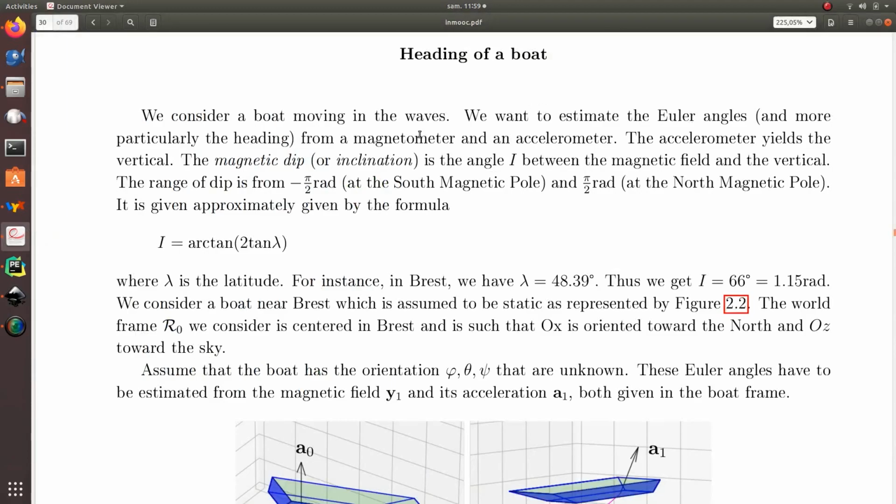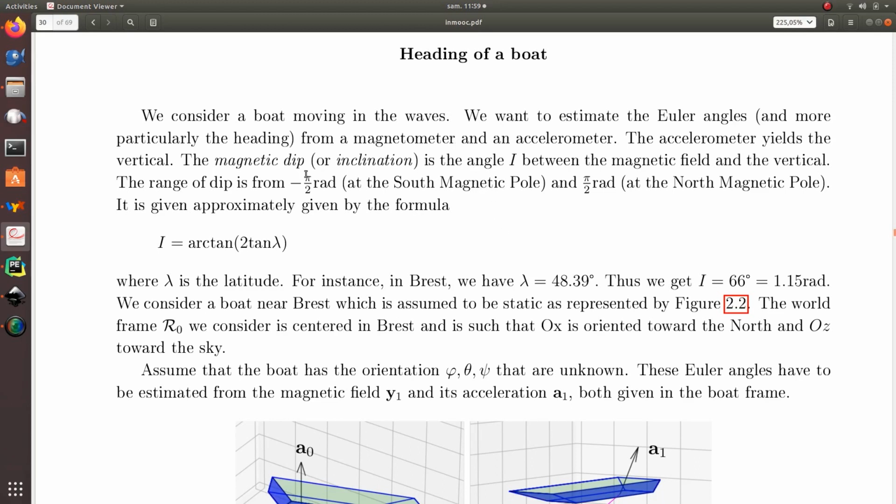Heading of a boat. In this exercise, we consider a boat moving in the waves, and we have to estimate the Euler angles from two sensors, the magnetometer and the accelerometer. The accelerometer will give us the vertical, and the magnetometer will provide the heading.